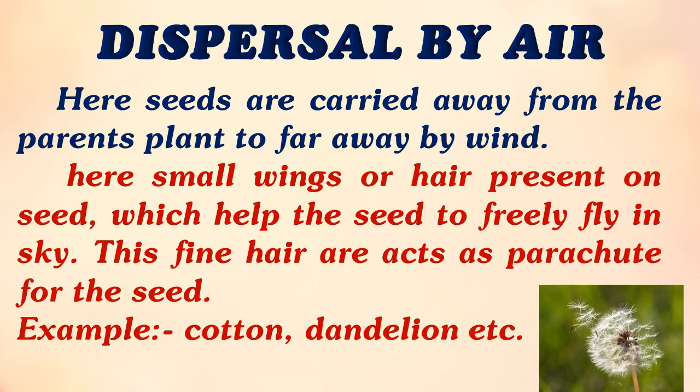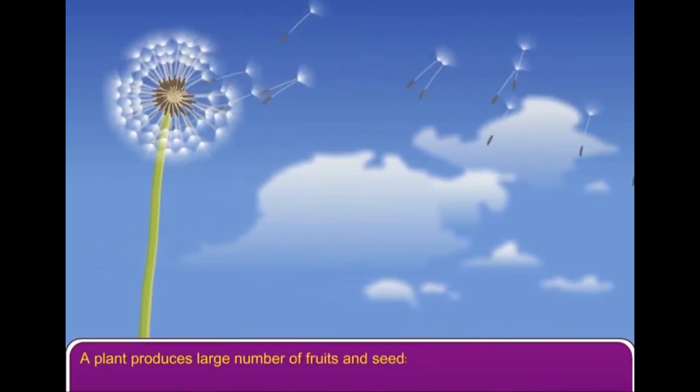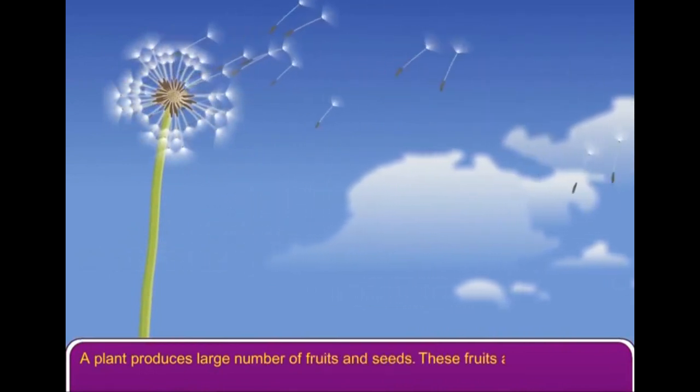The next one is dispersal by air. Here seeds are carried away from the parent plant by the help of wind. Here small wings and hair present on the seed help the seed to fly freely in the sky. These fine hairs act as a parachute for the seed. You have already seen a lot of examples where seeds are dispersed by air. In this figure, you can see how the air helps in dispersal.